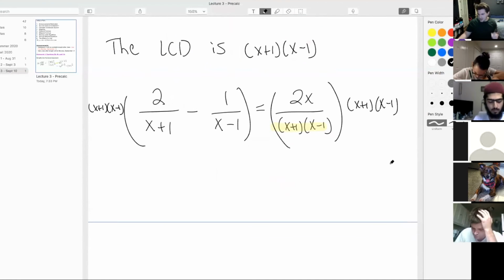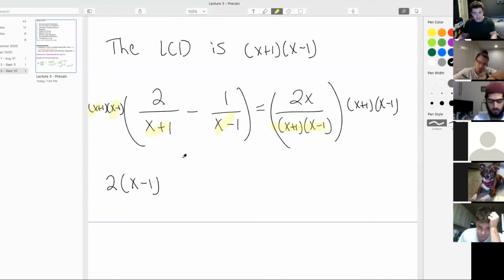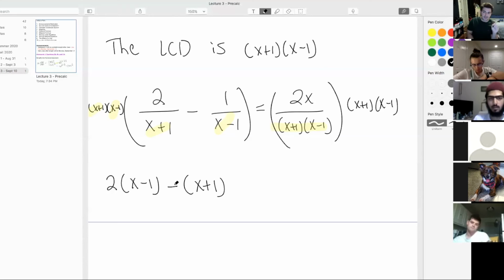Now we need to be careful and take our time. On this first term, 2 over x plus 1, the x plus 1 and the x plus 1 will cancel, so all we're left with is 2 times x minus 1. Second term, the x minus 1s will cancel, and we'll just be left with minus x plus 1. Just make note, I'm keeping that minus sign outside of the parentheses. I didn't distribute it in yet.